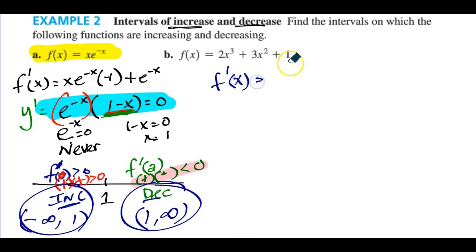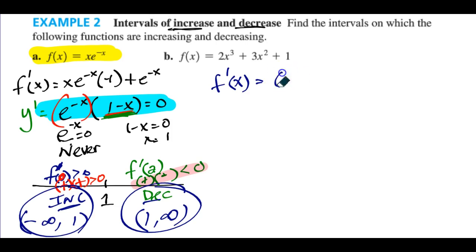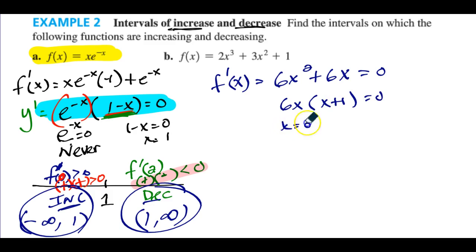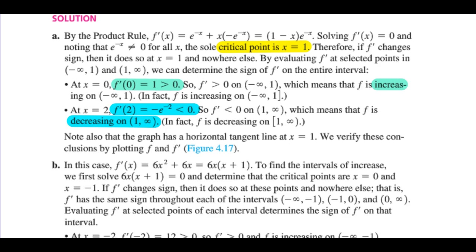Let's try this again. The first derivative here is 6x squared plus 6x, set that equal to 0. I'll factor out a 6x and set each factor equal to 0. So this time I get a critical value of 0 and negative 1, and I'll put that on a number line.